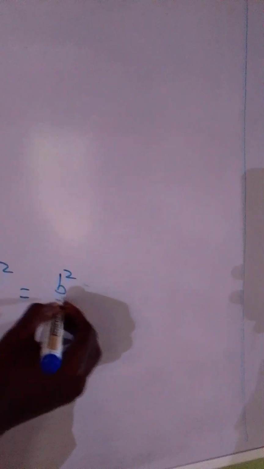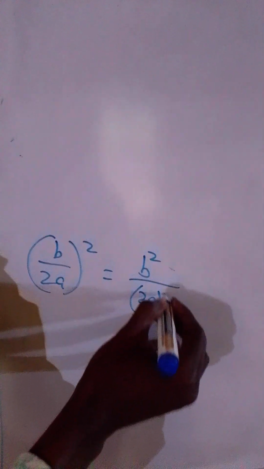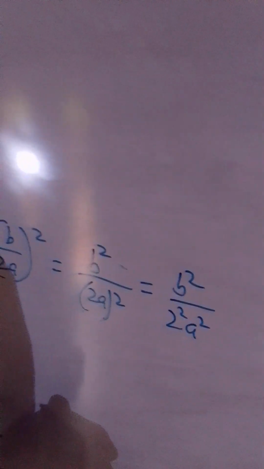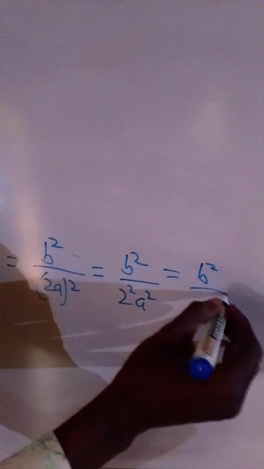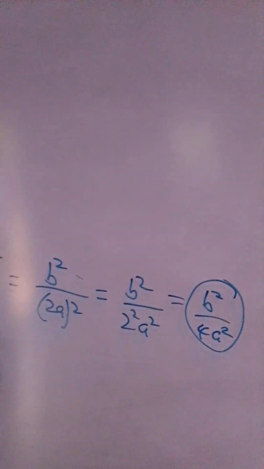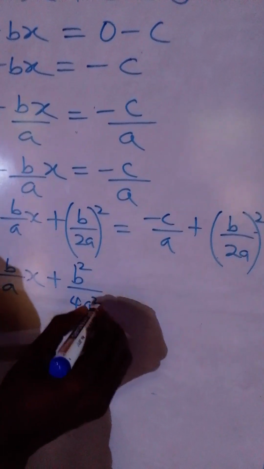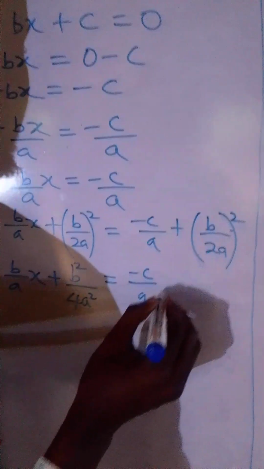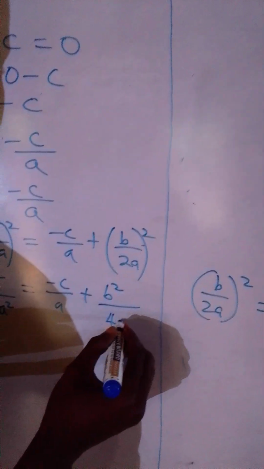So open the bracket. b over 2a squared means b squared over 2a squared, which is equal to b squared over, now this means 2 squared a squared. That's what it means if you open the bracket, and that gives you b squared over 2 raised to power 2 is 4, then a squared. So we have 4a squared equal to minus c over a plus b squared over 4a squared.